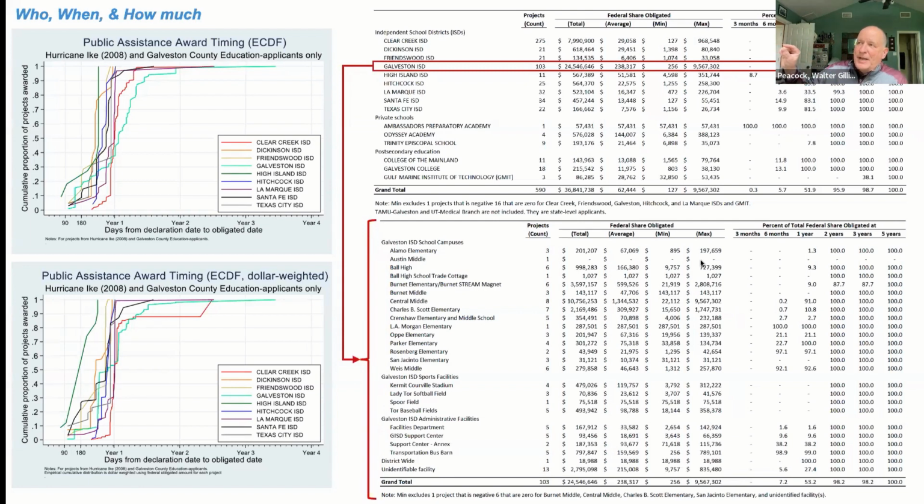The top right-hand side is the funding that went into Galveston ISD, about $24.5 million for 103 projects. The bottom table is where that funding went, broken down into the individual schools and facilities where that funding went. And again, similar sets of curves there for projects as well as for projects weighted by the amount of funding. So you can see that Galveston, the bottom left-hand, its funding is stretched out way past 3 years as well.